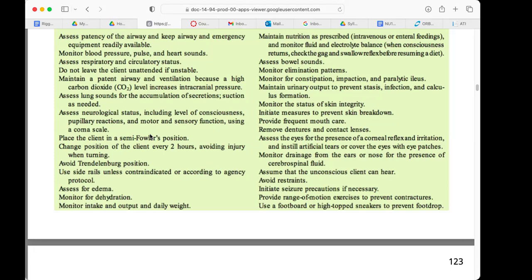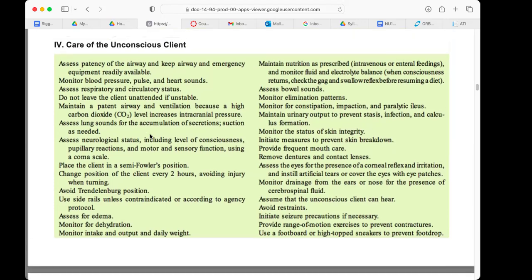So also you want to monitor the output, making sure that they're peeing 30 to 50 mLs an hour. Also, making sure that they're having normal stools and it's not just diarrhea, because then that could mean that they got C. diff and you will want to put them on enteric precautions and alert the healthcare provider. Also, you want to monitor their daily weight.